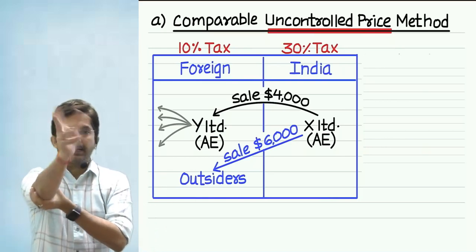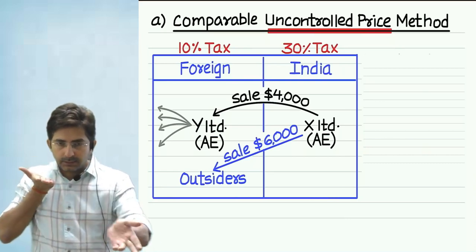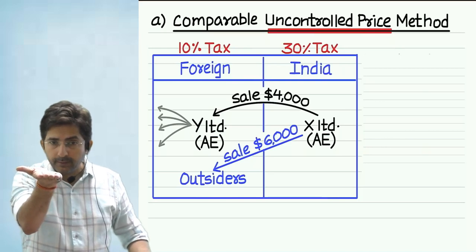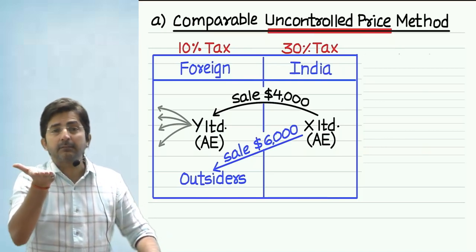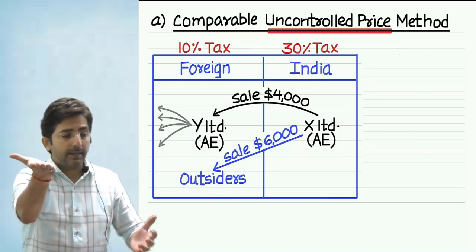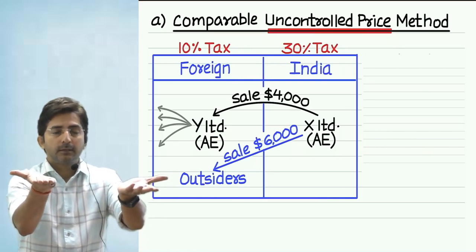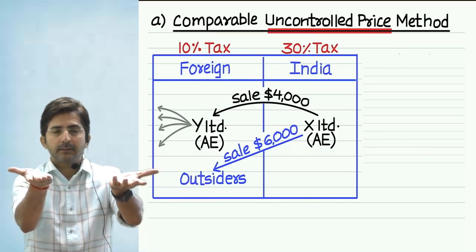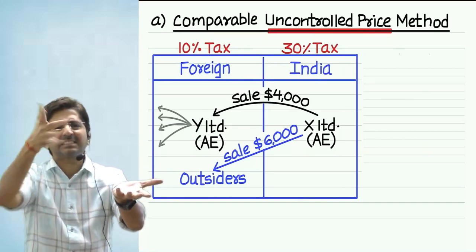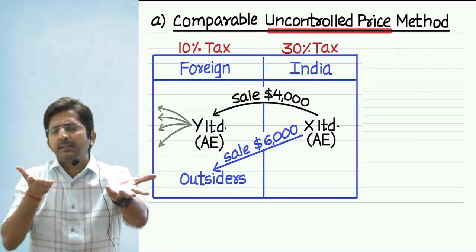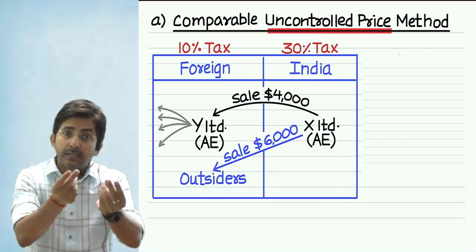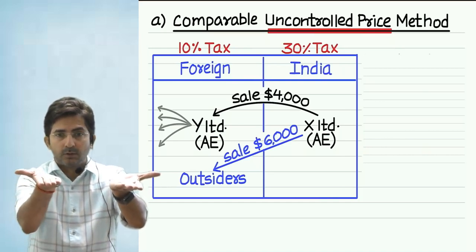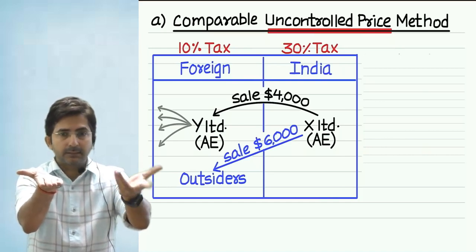See, look at my hand and understand, okay? With hand you will understand better. This is my right hand. This is the transaction with X and Y, and this is X to outsiders. So what did I say? Don't forget this. The transaction with X and Y is subject to discount, and this is without discount.